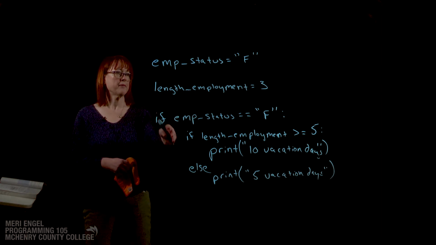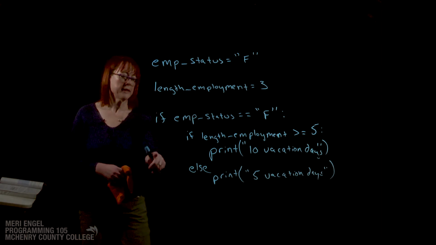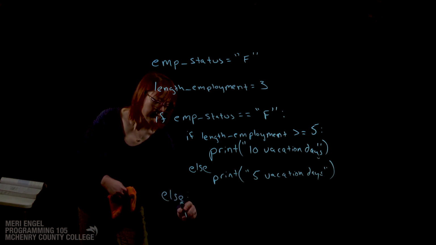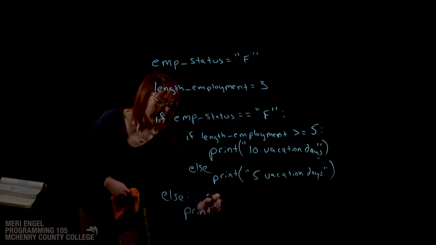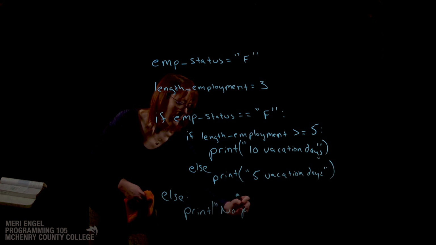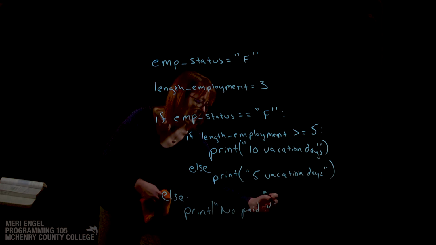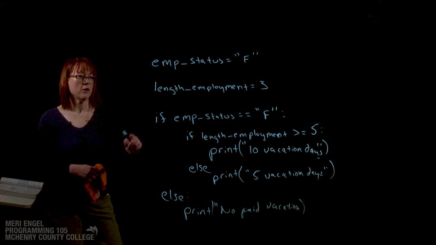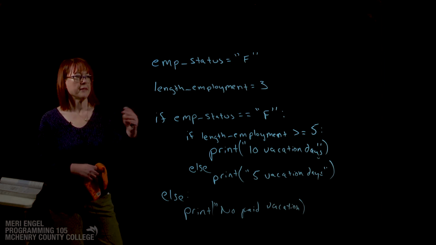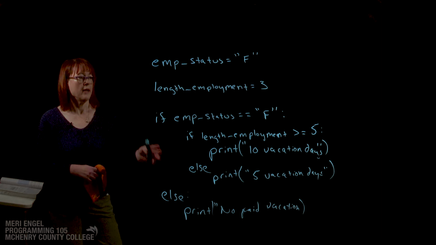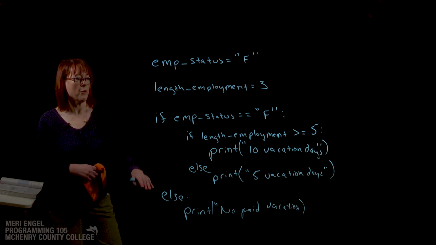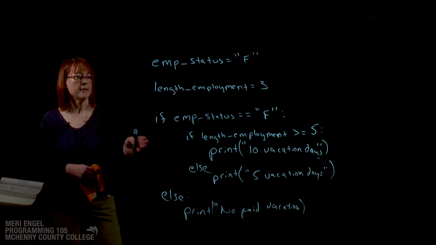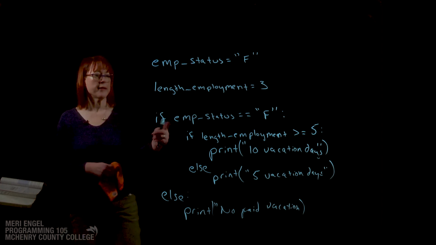But it doesn't matter how long they've been there if they're not full-time. So we need an else that has to match up with here. No paid vacation. And we could keep on going with this where we had them nested, where it's greater than 5, greater than 10, and sort of filter through those. So this is one way of doing multiple conditions. There are other approaches we can use, but it's common to nest conditions inside of each other, and you can have more than one.